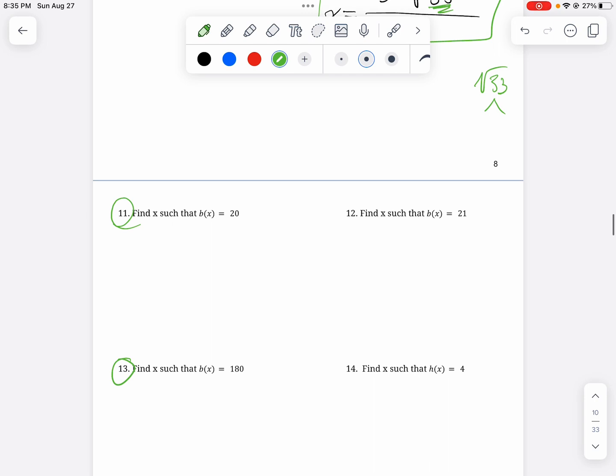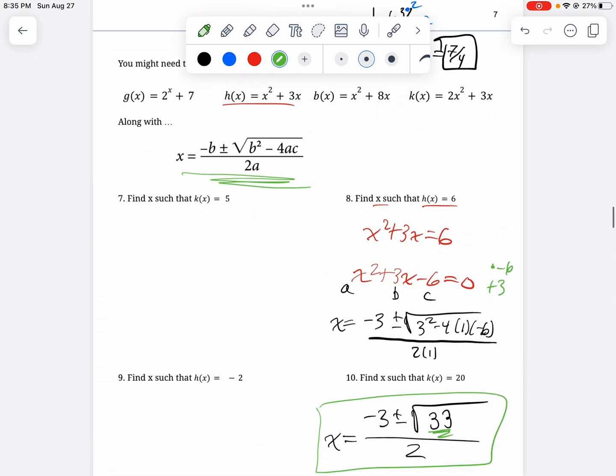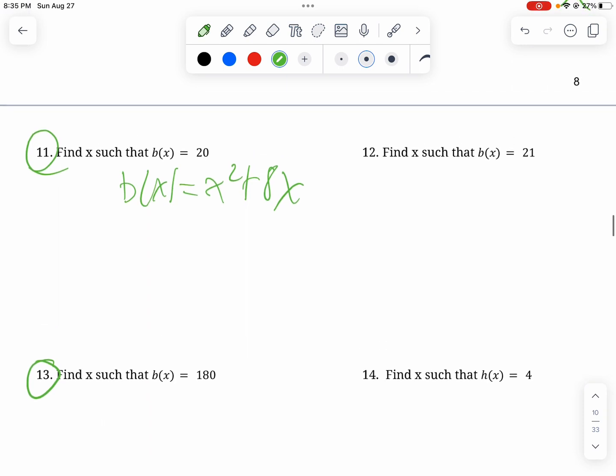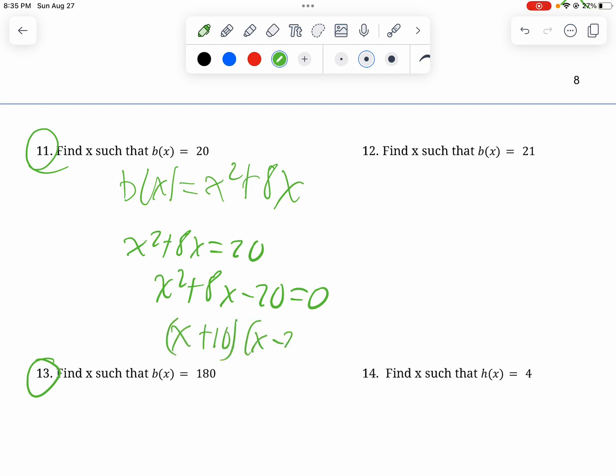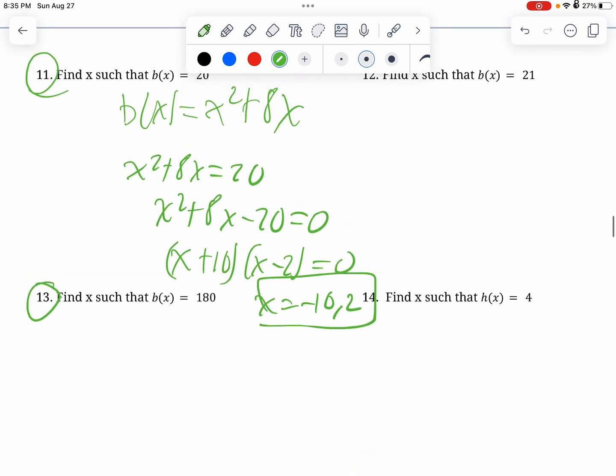Okay, I'm going to run through them real quick. So here's our function b of x. Okay. So for 11, I got x squared plus 8x equals 20. Subtract it over. What multiplies to negative 20 and adds to 8? Totally factors. 10, negative 2. I get my two solutions is negative 10 and 2. Okay. Let's try 13. Similar.